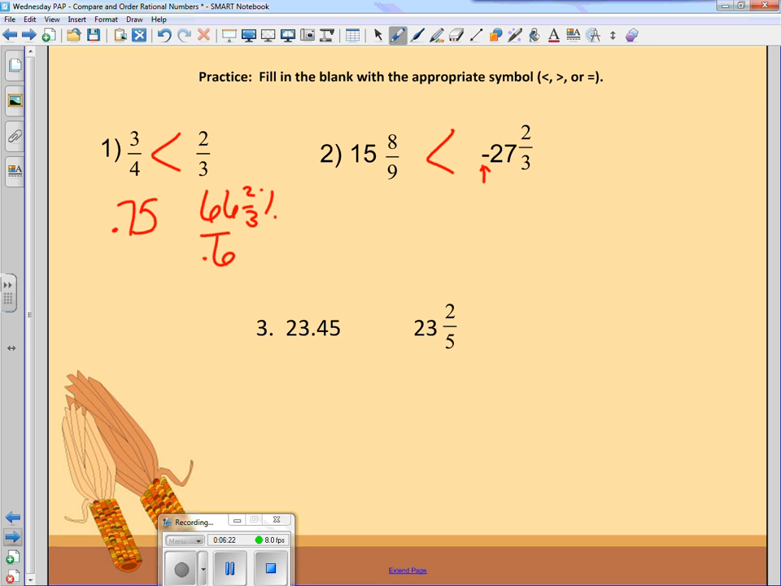All right, number three, we have 23 and 45 hundredths. What is this next one? 23. So we can't tell by the whole numbers. Got to change this. Well, we know that 2/5 is the same thing as 0.4. So which one is greater? 45 hundredths is greater.